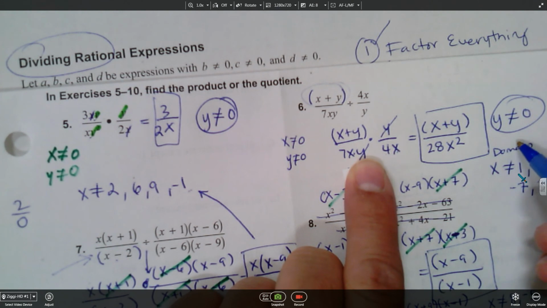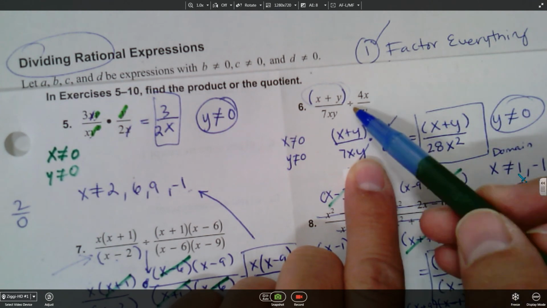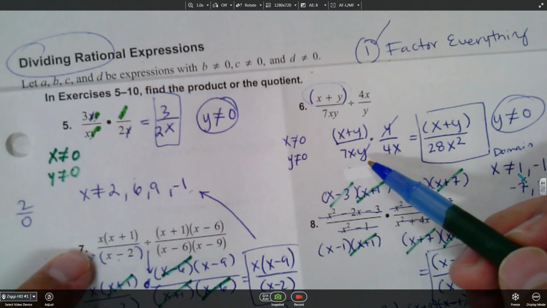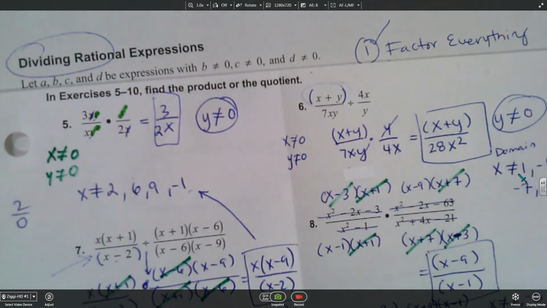So sometimes it's a division problem, but the factoring part is all done, like number 7. Numbers 5 and 6 actually had no factoring, so you didn't have to do any factoring before you start identifying and then simplifying. Okay, comments about these?